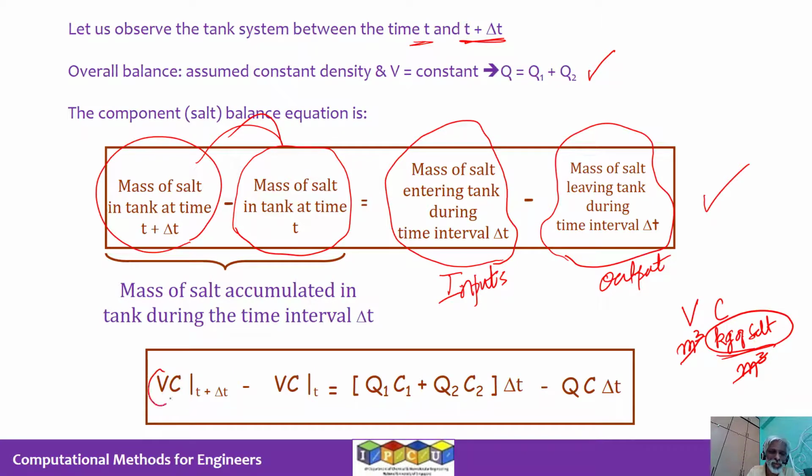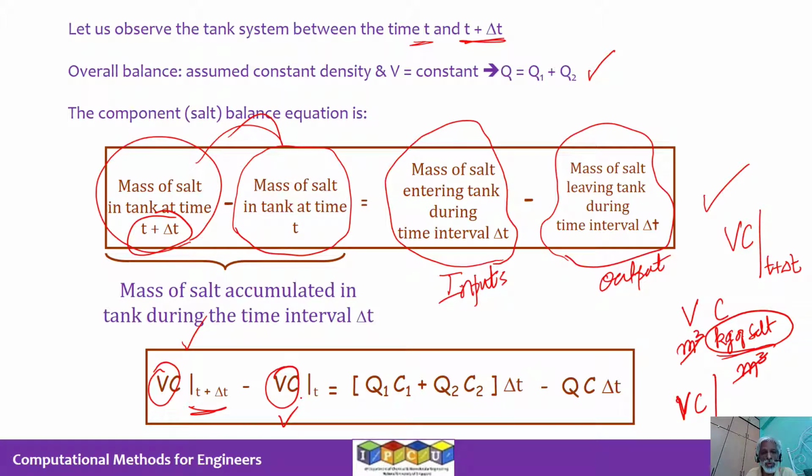So the mass of salt is Vc at t plus delta t, because we are looking at the amount of salt at time t plus delta t. So we say V times C at t plus delta t. Again, the mass of salt in the tank at time t is given in a similar manner, except that we say Vc evaluated at time t. That's what the second term is.